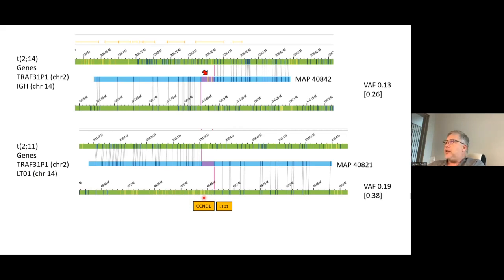This kept me up pretty much all night one night, trying to figure out what was going on. The VAFs of these two rearrangements are relatively comparable at 0.13 and 0.19, or alternatively 26% of the sample or 38% of the sample. And you'll note that there are these little purple regions in the middle of the breakpoints. These are regions that don't map to either reference in the alignment of the hybrid map. So what do we do in these situations?